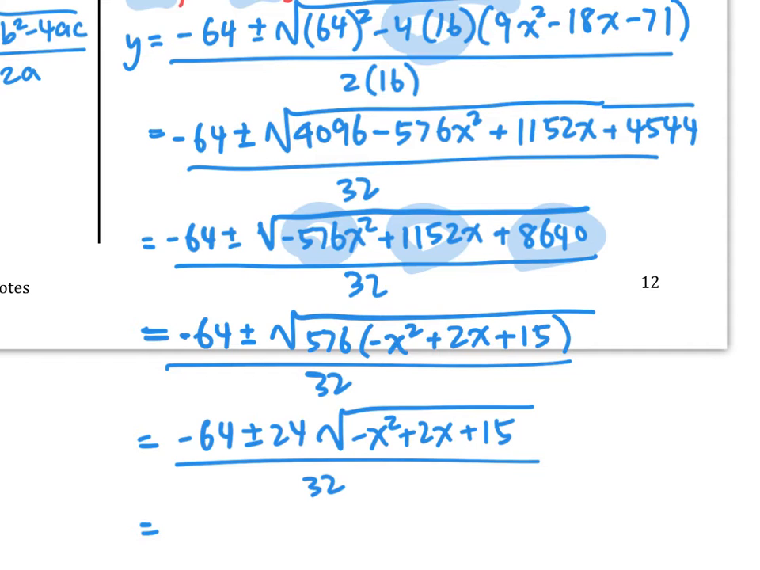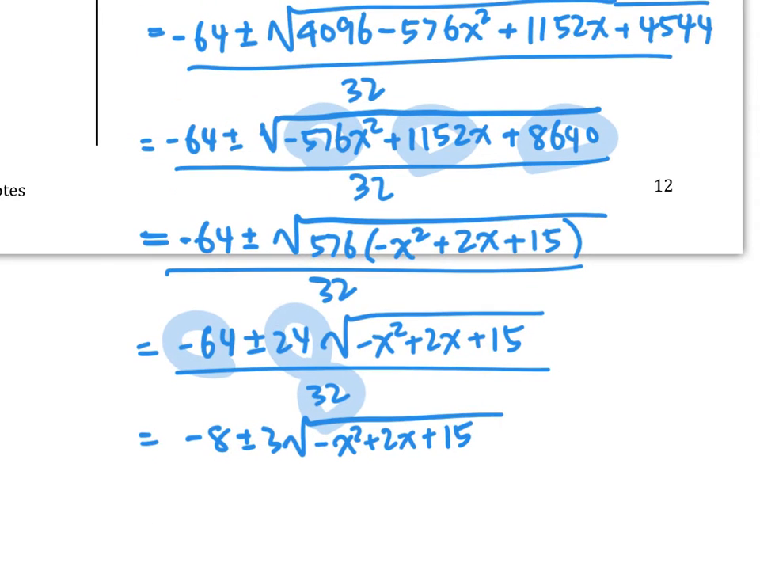We have three terms or leading coefficients that all have something in common, so we can simplify that. I think 8 is the greatest common factor between them. So this is going to be negative 8 plus or minus 3 square root of negative x squared plus 2x plus 15, all over 4. And remember, this is y equals. So if you were to graph this y equals, which has two equations because you have the plus minus, you will get the ellipse.